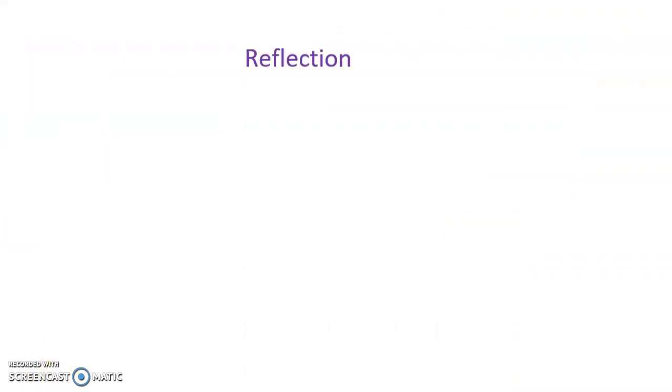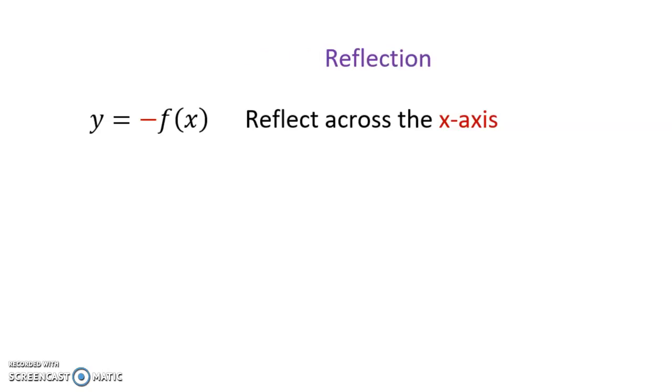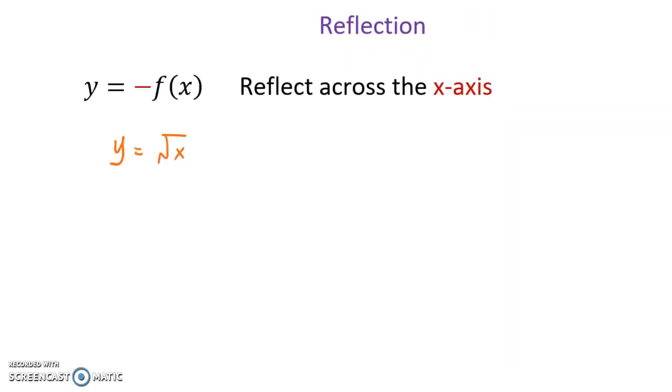Now let's talk about the transformations of reflections. If you multiply negative 1 to the whole function f of x, then you're reflecting the graph of f of x across the x-axis. Take y equals square root of x, for example. We know the graph of this function roughly looks like this.